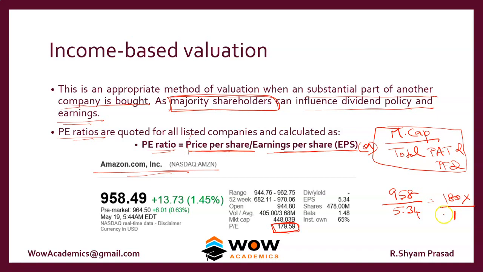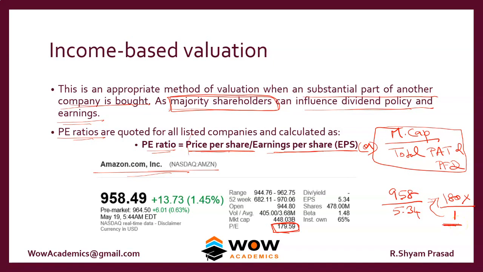It refers to this: for every 1 rupee of earnings of the company, the share price is trading at 180 times. So if the company is earning 1 rupee per year or $1 per year, it will take 180 years to recoup the share price. So why are people willing to pay 180 times for 1 rupee?